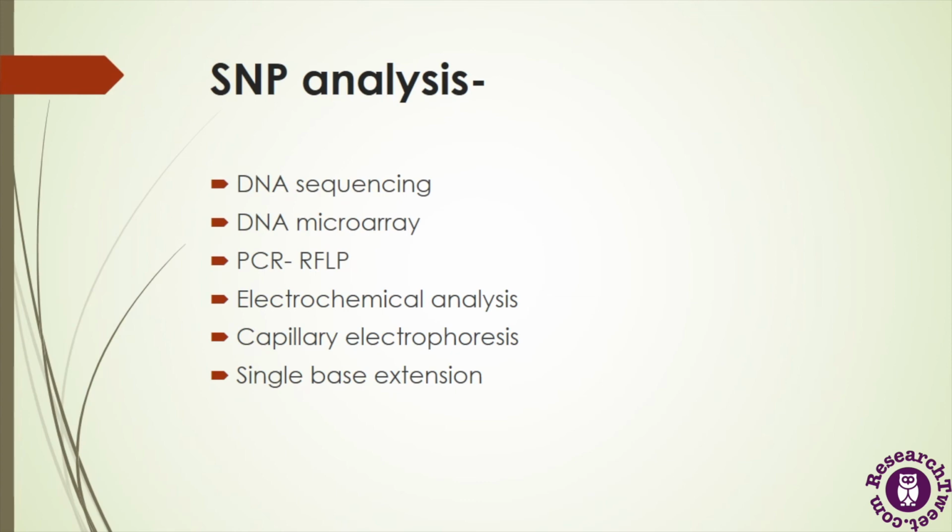Now let's understand how SNPs can be analyzed in a particular organism. There are different methods for the analysis of single nucleotide polymorphism. These methods include DNA sequencing, DNA microarray, PCR-RFLP, which is a type of polymerase chain reaction, electrochemical analysis, capillary electrophoresis, and single base extension. These are different genotyping methods used for the analysis of single nucleotide polymorphism in a particular organism.